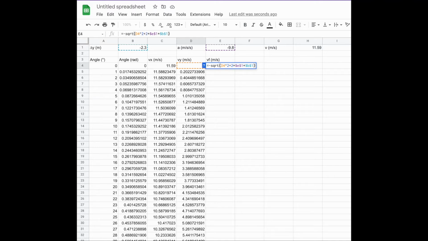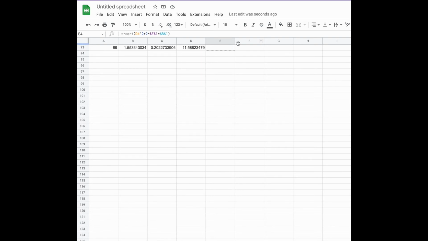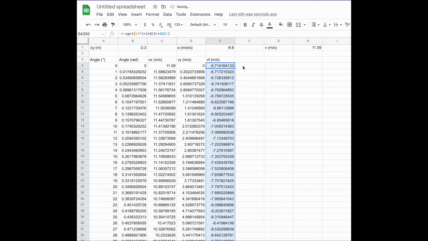Okay, so once we got our formula typed in, we hit enter. It didn't automatically fill it down for us, so we're going to do that manually. We go over and we grab the little blue box, and we pull it down to our last angle, and we've now calculated our final speed for all the different angles.